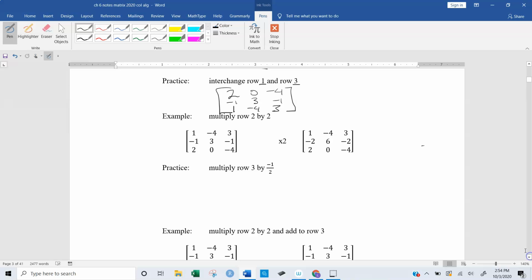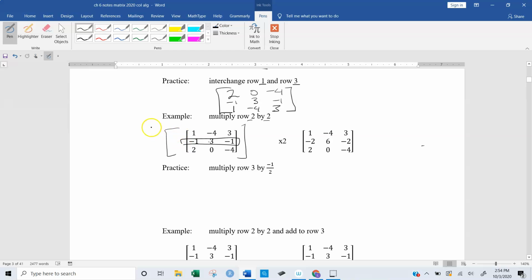Okay, the second thing you can do is you can multiply rows by constants. So I can take any row and multiply it by a number, which means I can also multiply by fractions, which is the same as division. So I want to multiply row 2 by 2. So I'm going to take this matrix, take this second row, and multiply every number by 2. So -1 times 2 is -2. 3 times 2 is 6. -1 times 2 is -2.